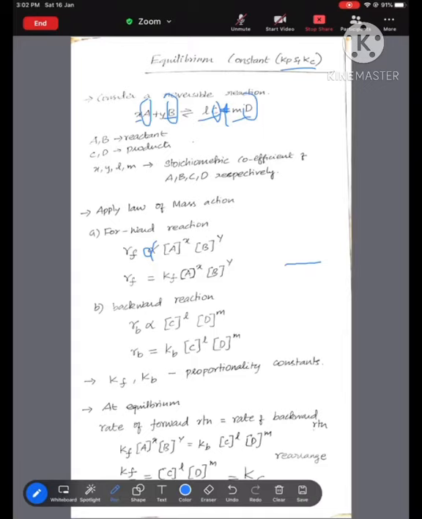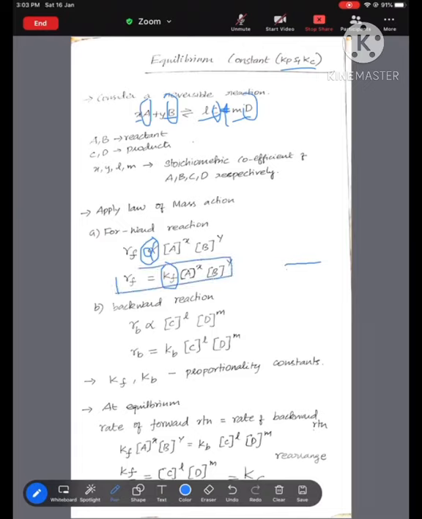In order to remove this proportionality symbol, you need to add a proportionality constant. For this reaction, I am giving that as Kf, where f again means the forward reaction. So this is going to be the rate of the reaction for the forward reaction.